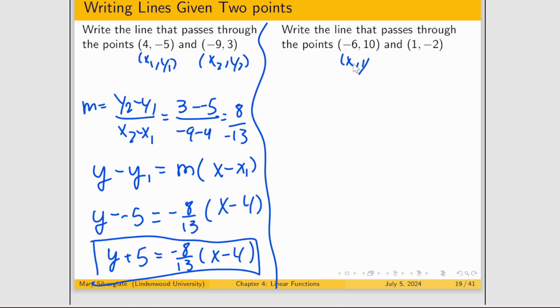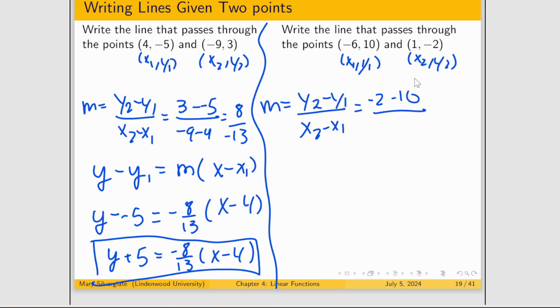First thing I might want to do is label x1, y1 and x2, y2. Then I want to orient myself with the generic formula for a slope, which is change in y divided by change in x. The way I have this labeled, my y2 is negative 2, my y1 is 10, my x2 is 1, and my x1 is negative 6. Negative 2 minus 10 gets me negative 12. 1 minus negative 6 gives me 7.